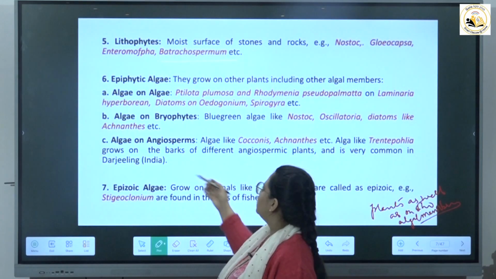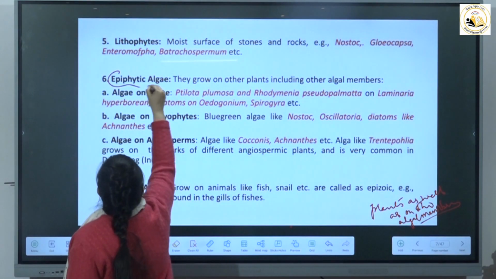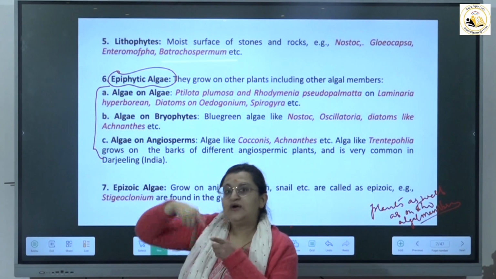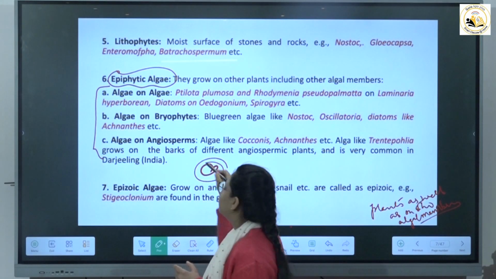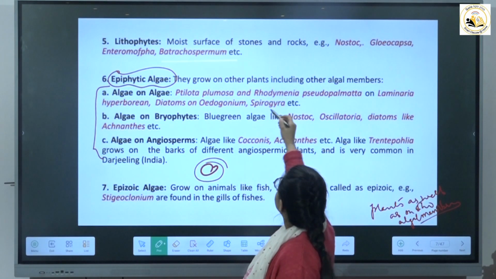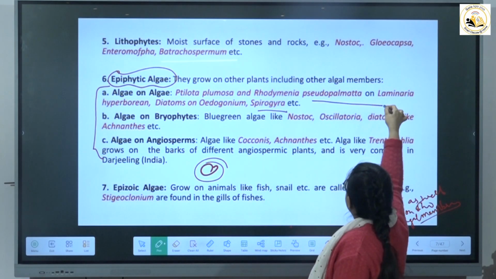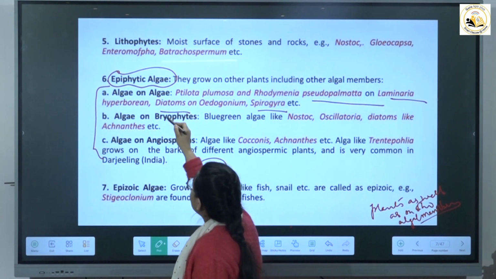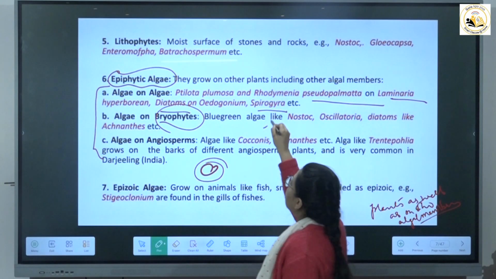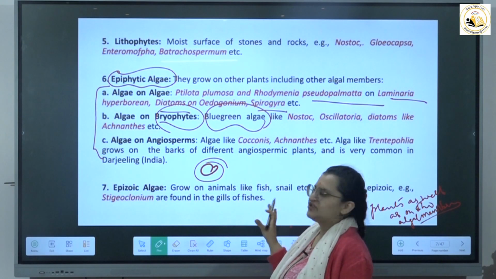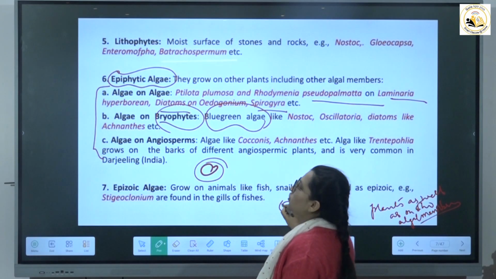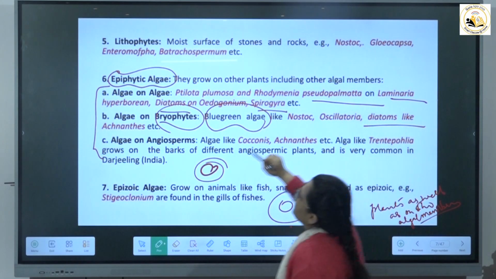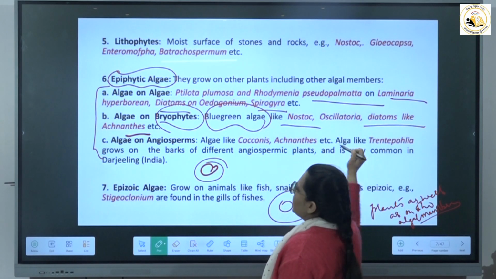Now the epiphytic algae are further divided into three types. One is algae on algae, meaning one alga grows on another alga, like Spirogyra, Pseudoplanmata, Laminaria, diatoms and many more. Now algae on bryophytes, blue green algae are involved in this type, in which algae grow on bryophytes, like diatoms, Nostoc and many more.